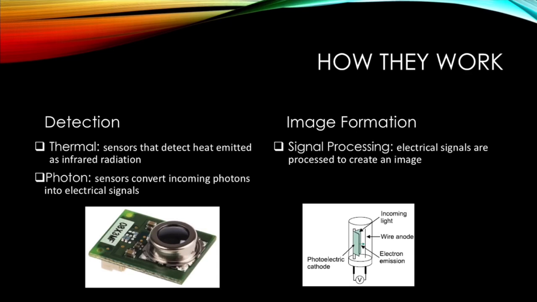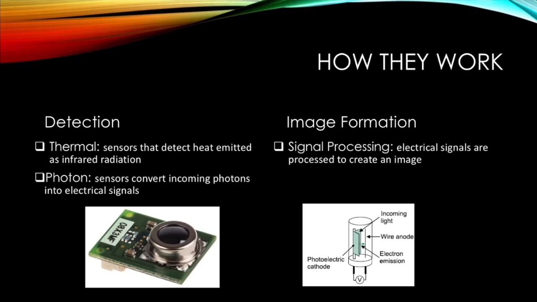There are two sections to cover in the basics of how infrared cameras work: detection and image formation. The first is detection. This is where thermal sensors detect heat emitted as infrared radiation. There are also photon sensors, which convert incoming photons into electrical signals. And then all of those are combined into the image formation, where signal processing takes place. This is how the image actually takes form. As you can see here to the left, I have a picture of what a thermal sensor looks like, while to the right, you can see how image formation takes place. You have incoming light being read with a wire anode mixing with an electric emission and a photoelectric cathode, which all together works to create the image that you're seeing before your eyes.